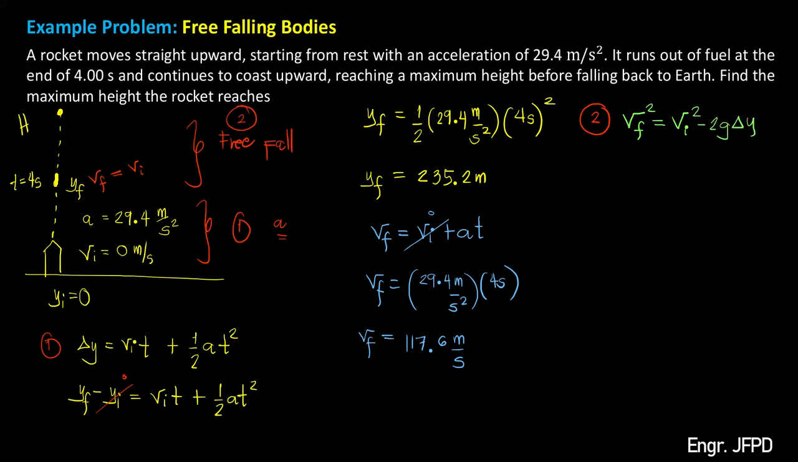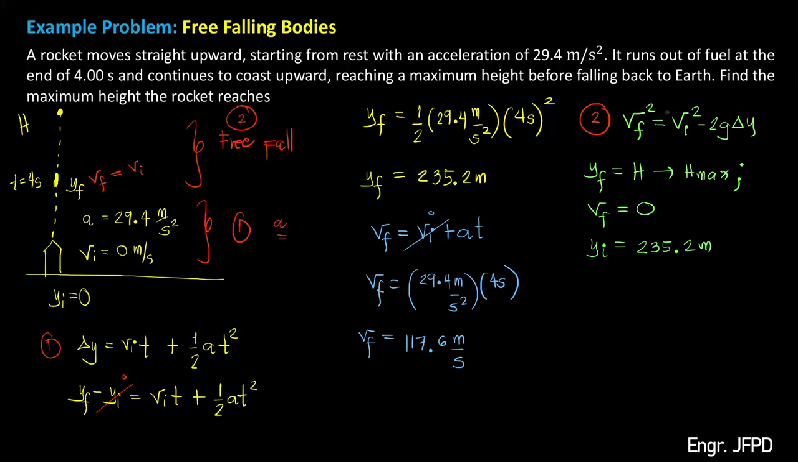Because if we reach the final position of the object as the maximum height, take note that the final velocity here is equal to 0. For YF is equal to H, this is our H max. The final velocity of the rocket should be equal to 0. And for our initial position YI, take note that this is equal to the position of 235.2 meters from the ground.